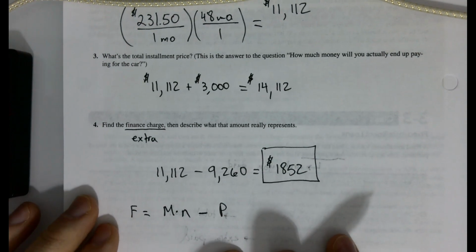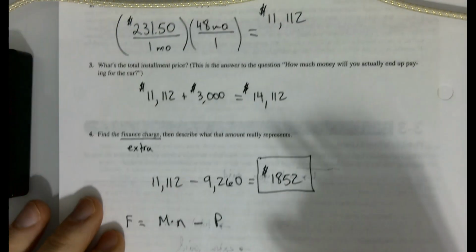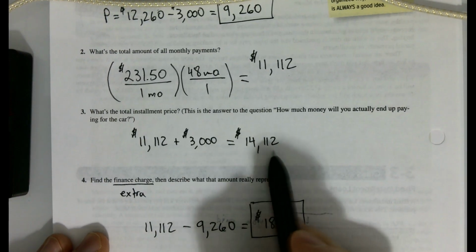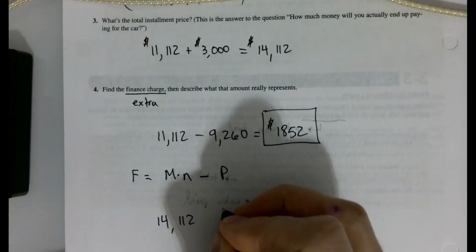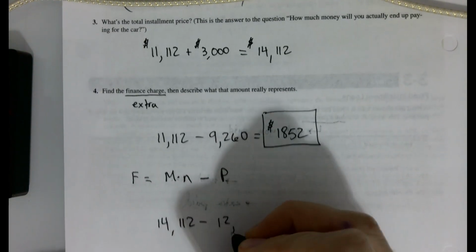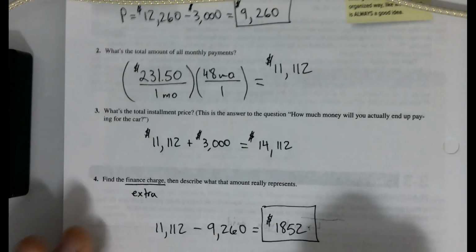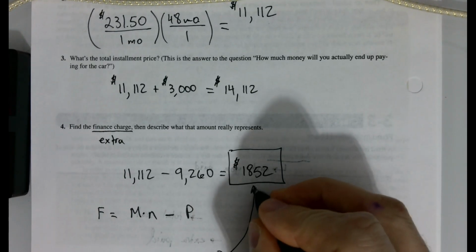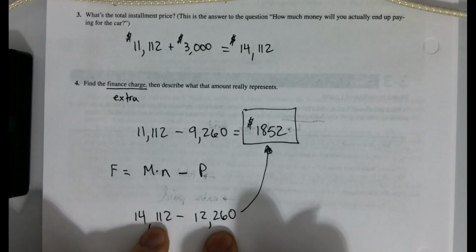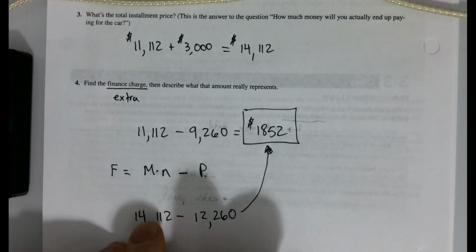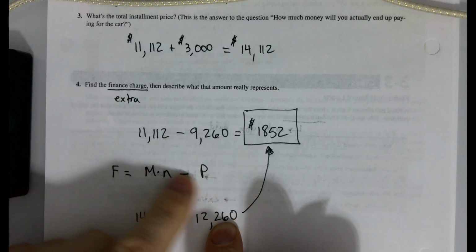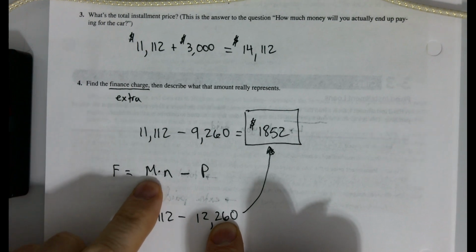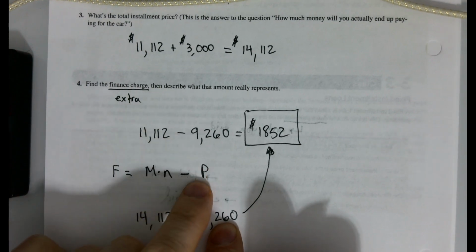The other way that the author has us do it is to take this amount, the $14,112, minus the price of the car, $12,260. It ends up being the exact same amount. The difference is this has both of the down payments. So this has the $3,000 in it, and this has the $3,000 in it. I prefer this one because it just looks at what did we pay for the monthly payments and what did we borrow as our difference.